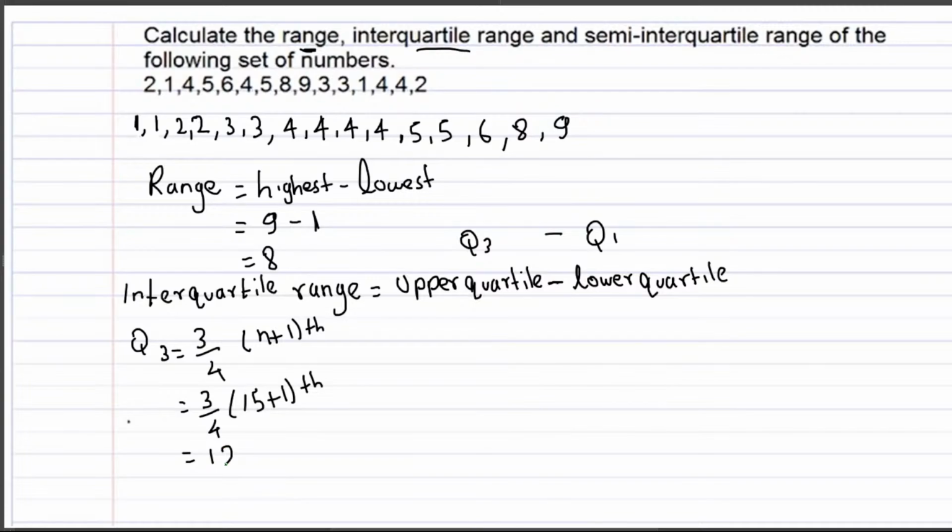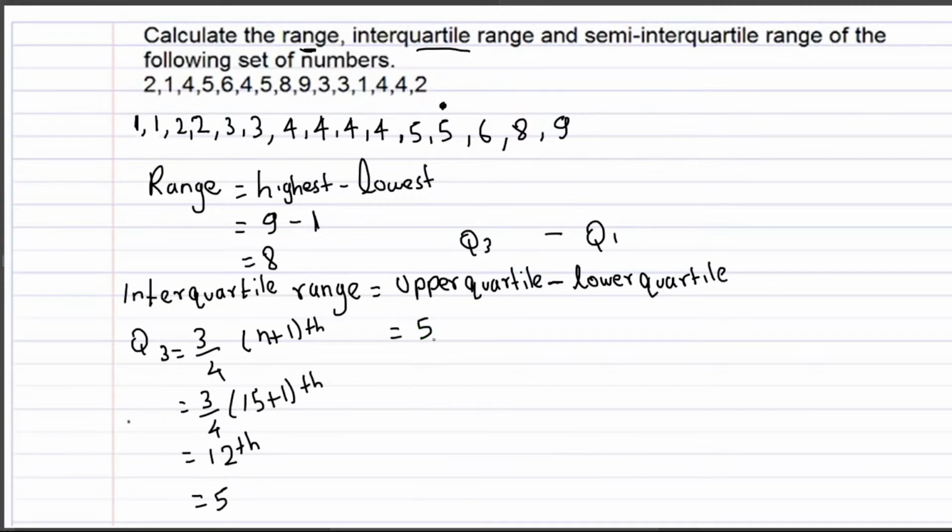So you get the answer 12, but this is not the value of Q3. We have to look at the number in the 12th place. If you count 1, 2, 3, 4, 5, 6, 7, 8, 9, 10, 11, 12, in the 12th place we have a 5. So that 5 is Q3. The upper quartile is 5.